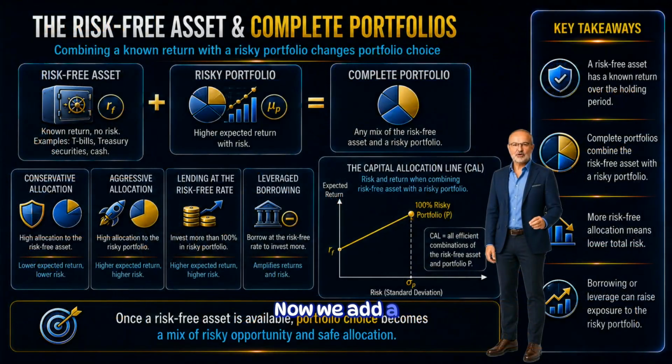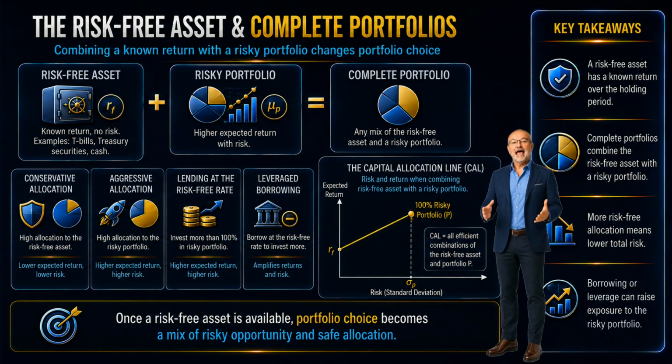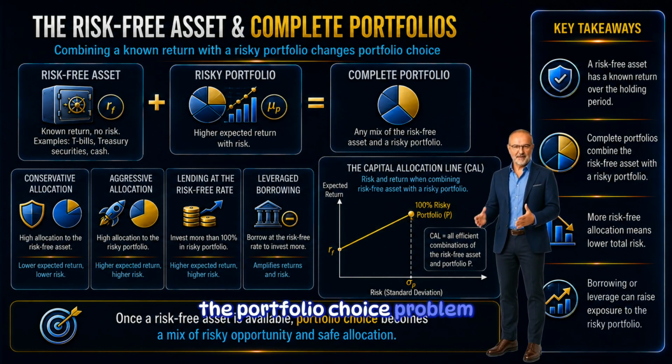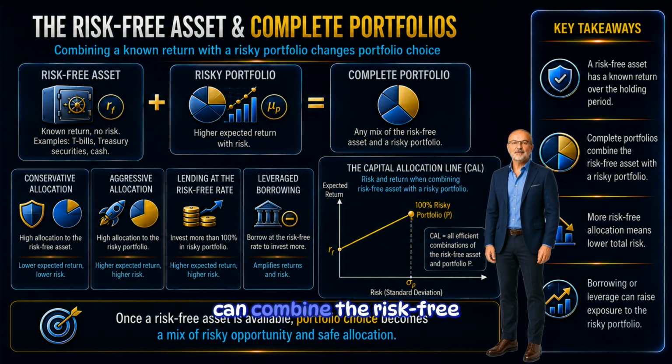Now, we add a new ingredient, the risk-free asset. A risk-free asset has a known return over the investor's holding period. In the theoretical model, it has no uncertainty and no covariance with risky assets. The risk-free asset changes the portfolio choice problem in a major way. Before introducing it, investors choose only among risky portfolios on the efficient frontier. After introducing it, investors can combine the risk-free asset with any risky portfolio.